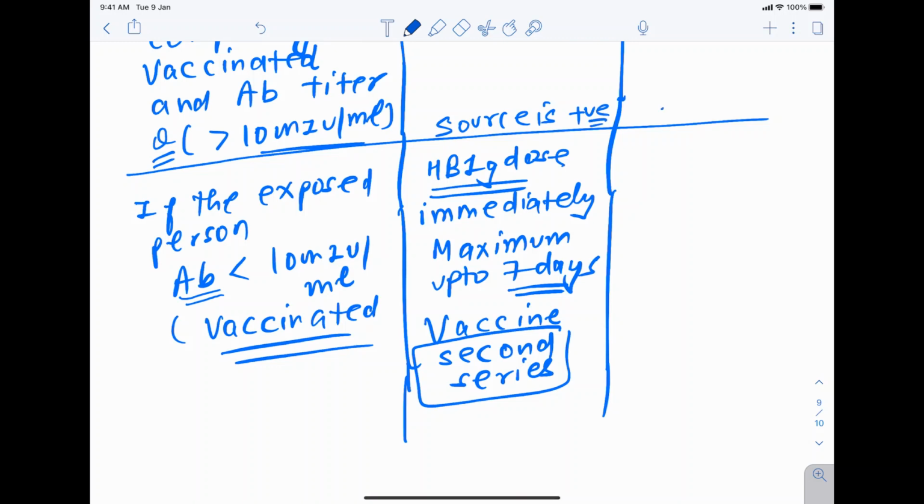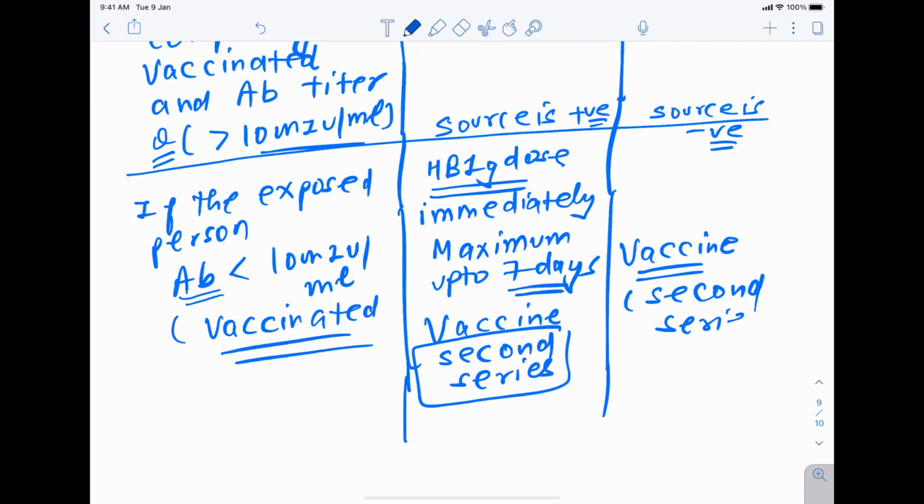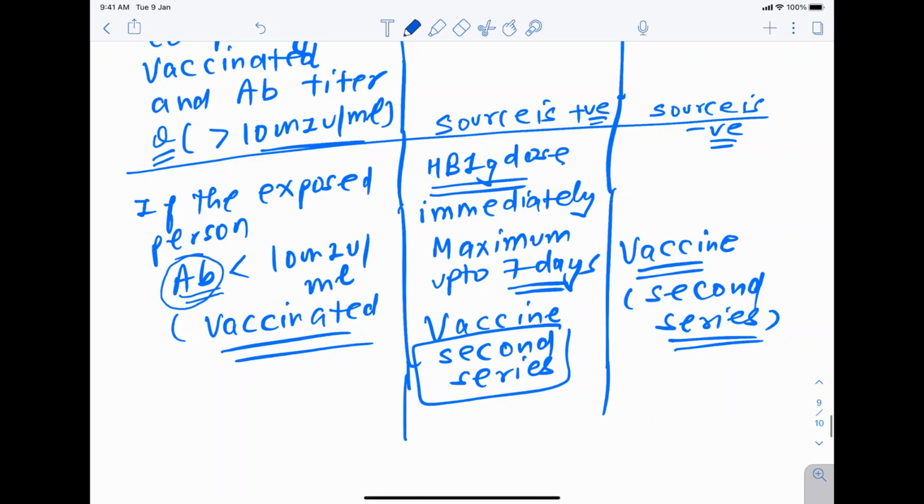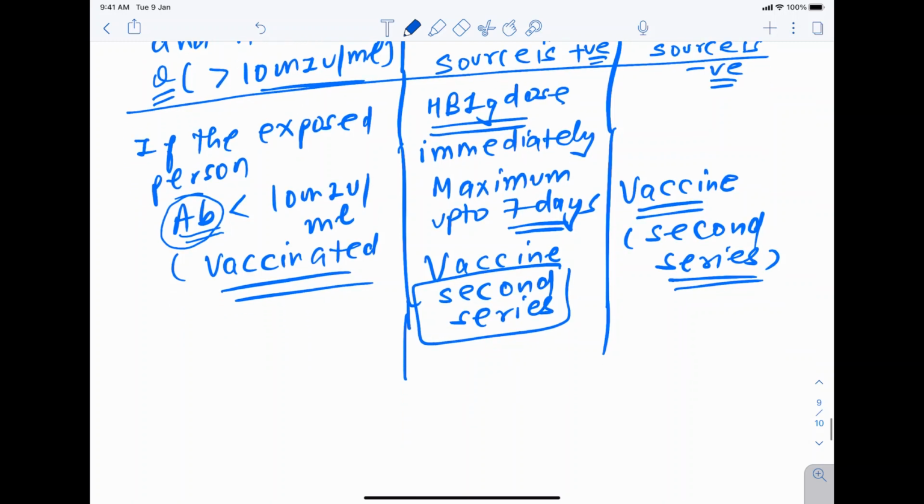If the source is negative, from which the exposure happened, as the vaccination has now become old and antibody titers have fallen, even though the source is negative you need to tell the patient, please start your second series of the vaccination, meaning all complete 0, 1, 6. This is the protocol for those in whom vaccination has already occurred but the antibody titer has fallen below 10 milli international units per ml even after full vaccination.